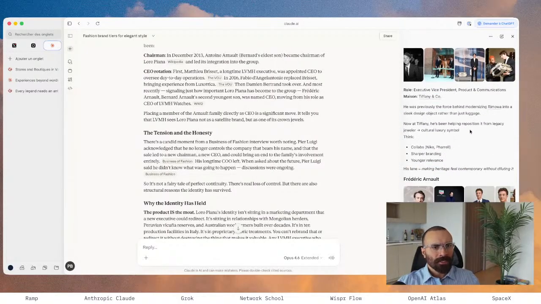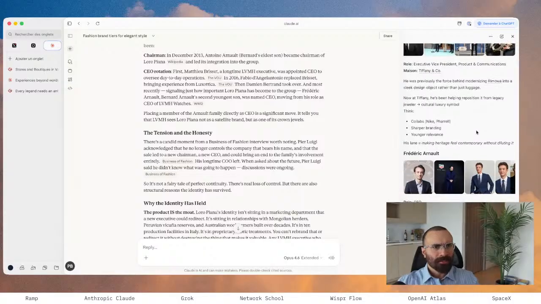We need age as well. He's been helping reposition it from legacy jeweler to cultural luxury symbol. Think collabs, Nike, Pharrell, sharper branding, younger relevance. His lane: making heritage feel contemporary without diluting it.